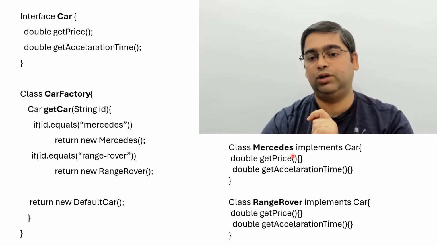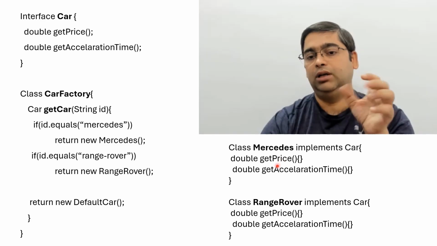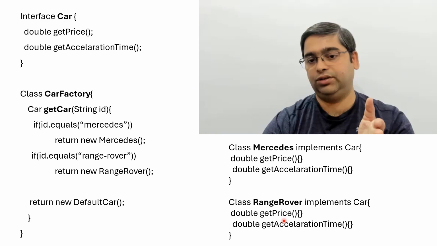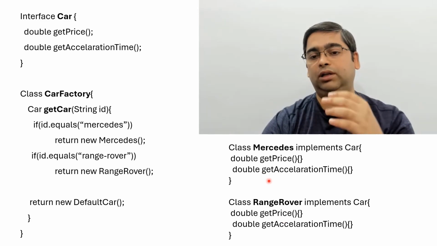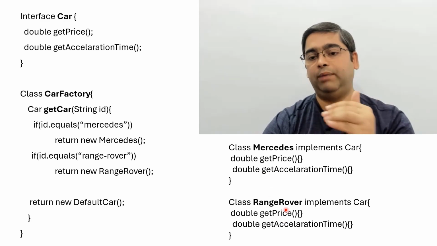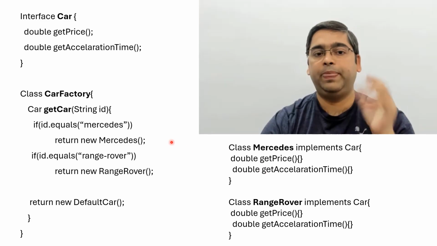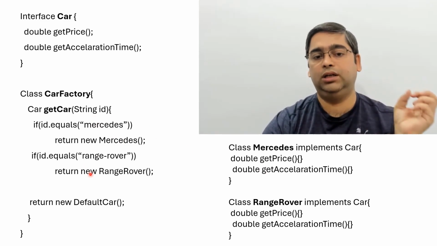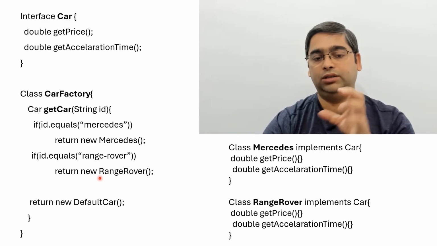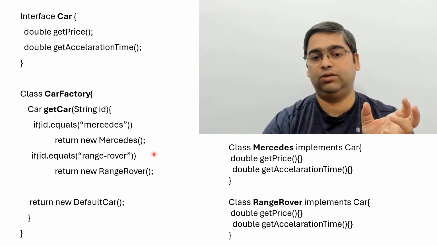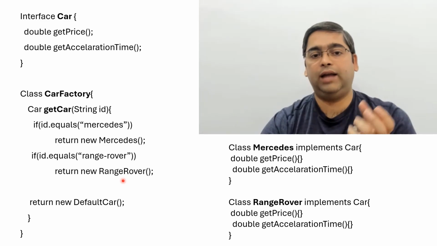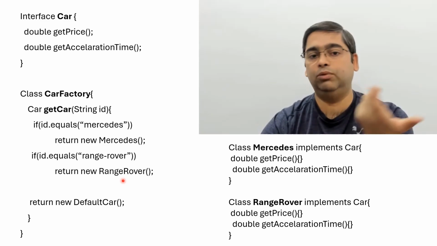So if Mercedes wants to be a car, it will have different values for price and acceleration time than a Range Rover. So you see, both are different types of cars, and both will return different values. Whenever the ID is equal to Mercedes, we return a Mercedes. Whenever the ID is equal to Range Rover, we return a Range Rover. But tomorrow, let's assume a new type of car comes, an electric car, something like a BMW i7.